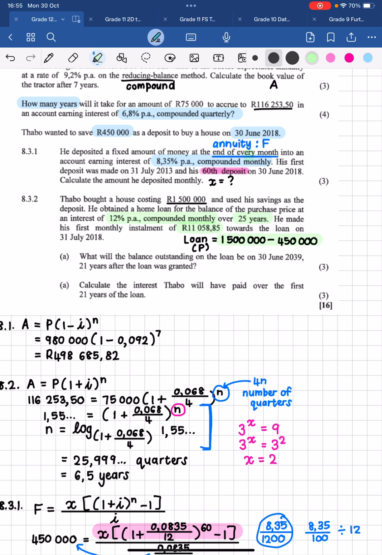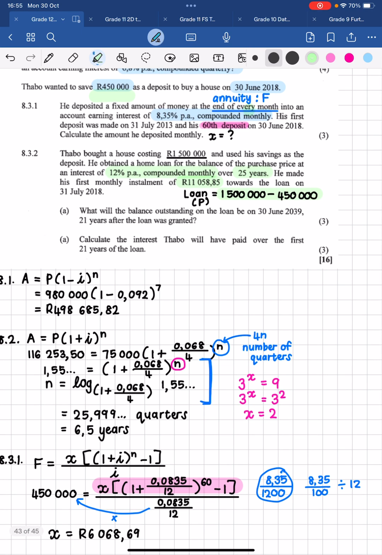Guys, these two questions are different scenarios, right? This was an investment in order to save up for the 450,000 Rand. 8.3.2 is now a completely different annuity. This is now a loan that he is taking out to pay for the rest of the house, right? He saved up 450,000. Now he's also going to take out a loan for the rest.